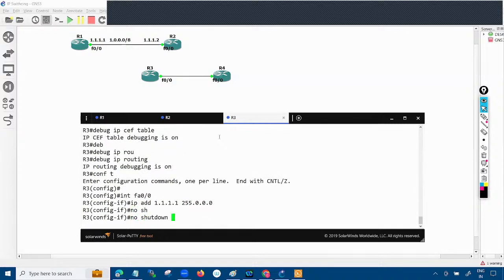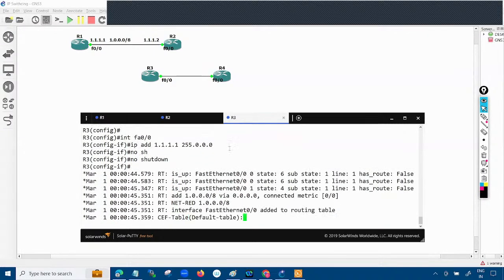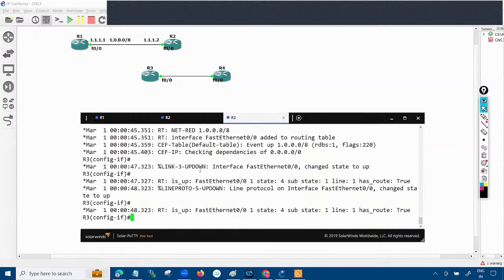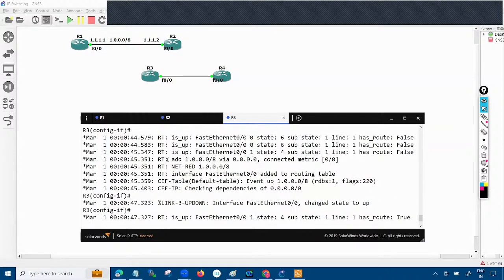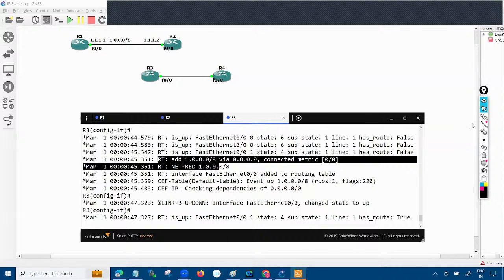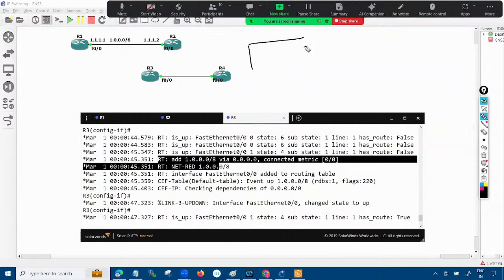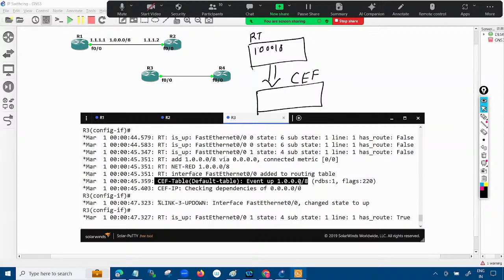So the IP address is 101. Now on this interface, can you see that? I'm adding this route in my routing table, 100.0.0.0/8. The CEF table is a mirror copy of the routing table, so I will push this information into the CEF table too. That's called the FIB table, we can call it. So I just added it in the routing table, and it will be added in the FIB table, the CEF table, as well.